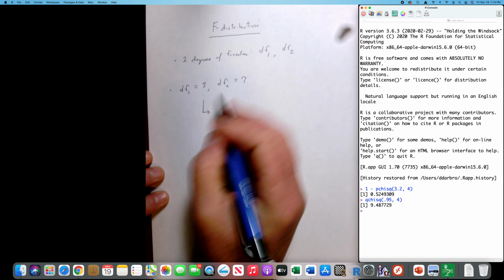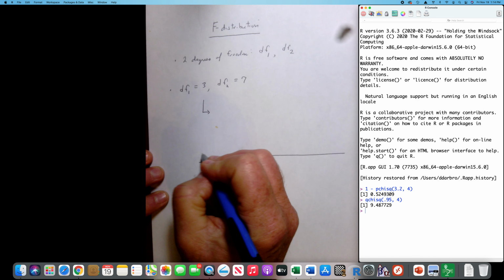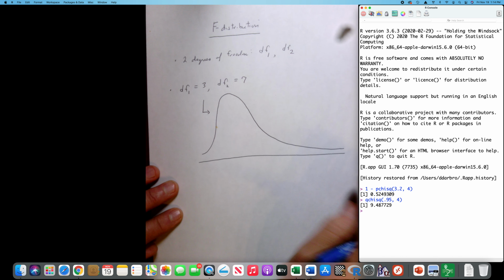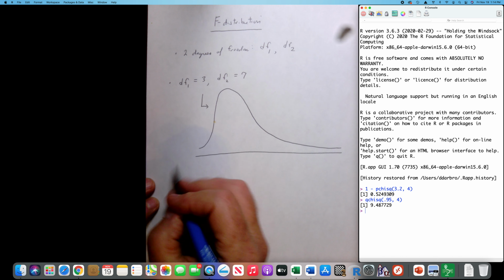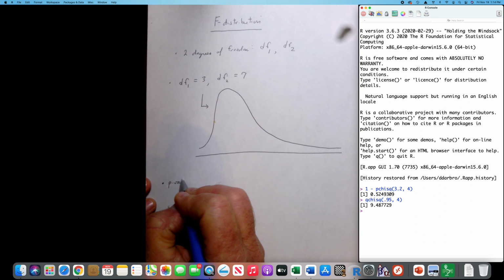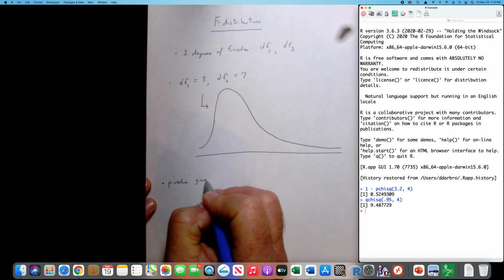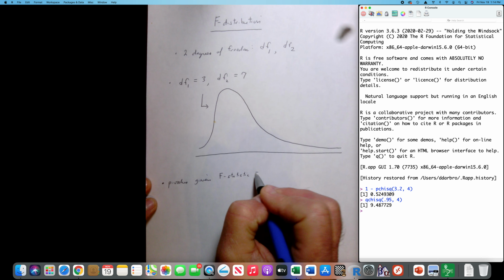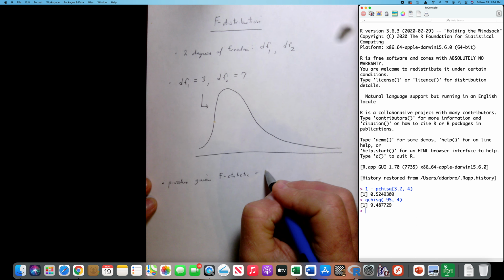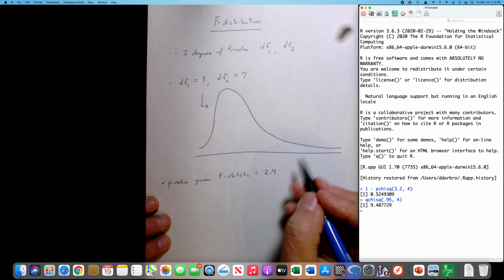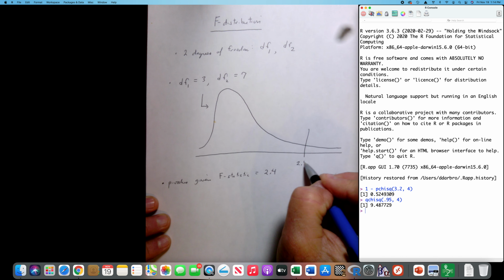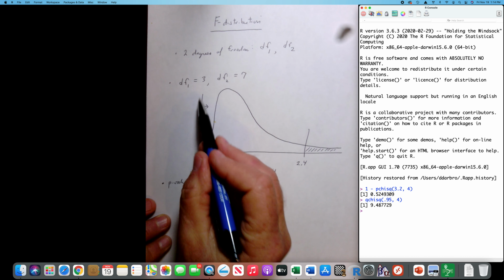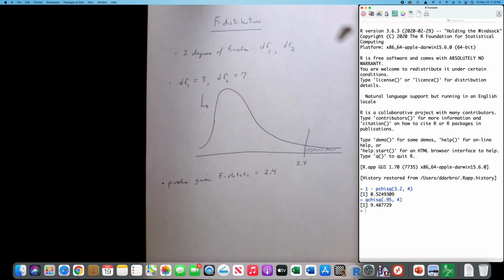So this defines an F distribution, which will be much like the chi-square distribution. It won't be symmetric, and all the activity happens in the right tail. So calculating a p-value given an F statistic, a test statistic, equal to, I don't know, 2 point whatever it may be, would be equivalent to finding the area to the right of 2.4 in the F distribution with degrees of freedom 3 and 7.